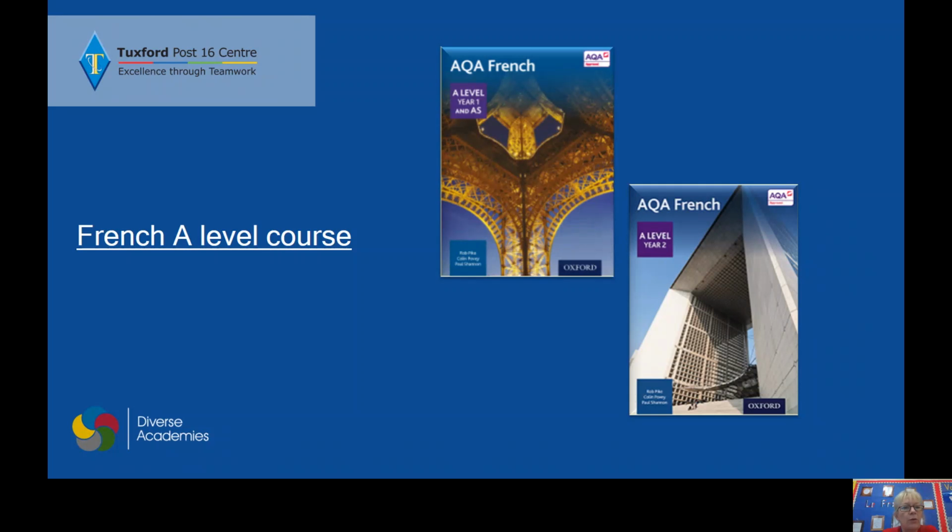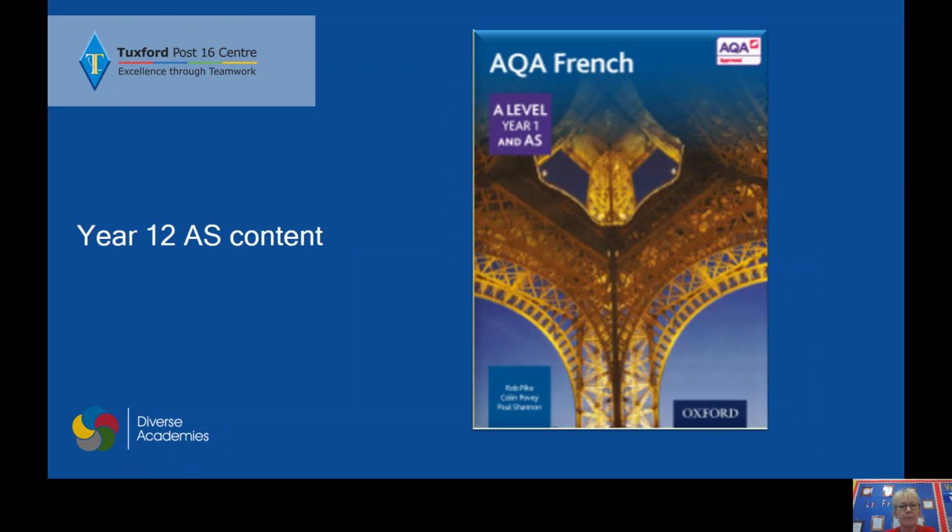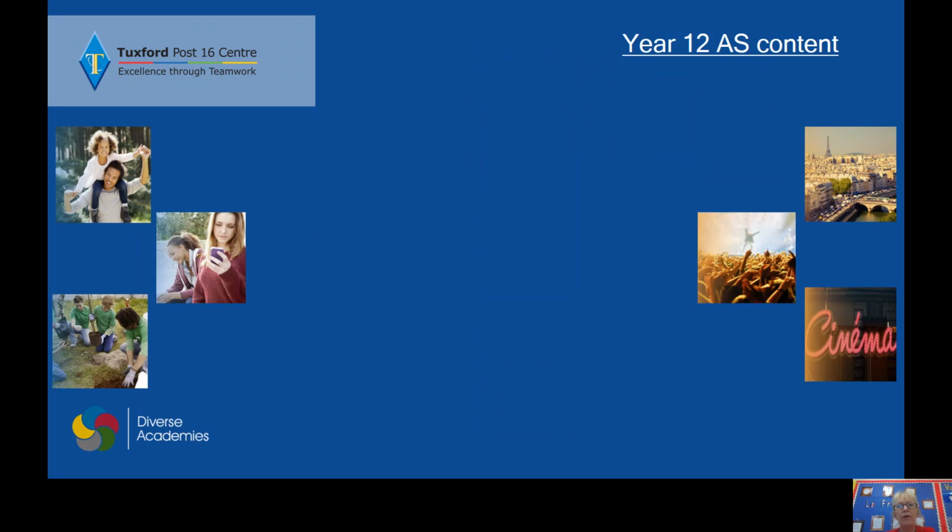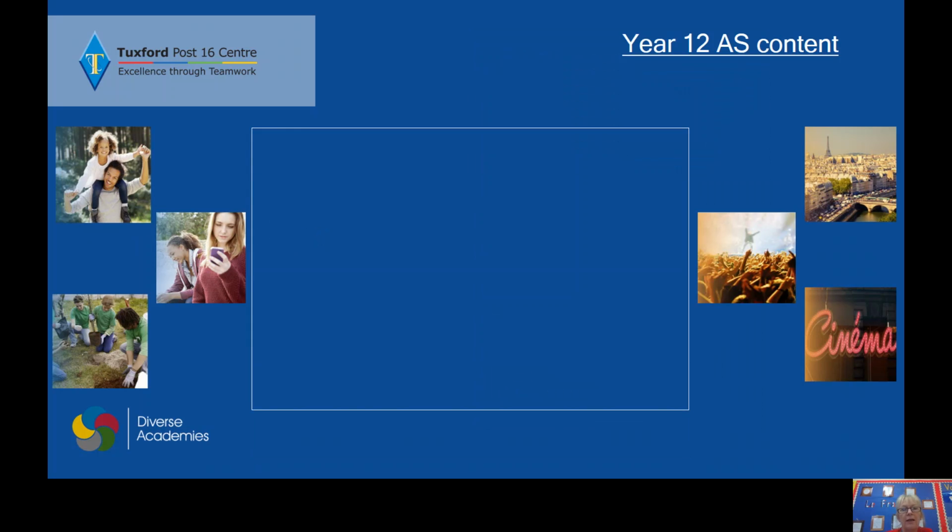Okay, so the course that we do is the AQA course, and it's a 2-year course, and you will do external exams at the end of year 13 when you do the French A-level here. So let's go through the content for the AS, which is the year 12 content. There are 6 topics that you cover in year 12, and here they are.